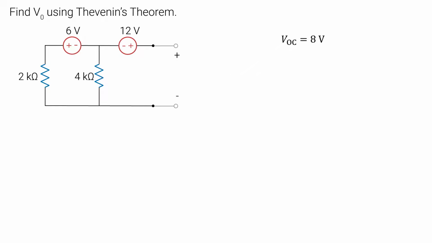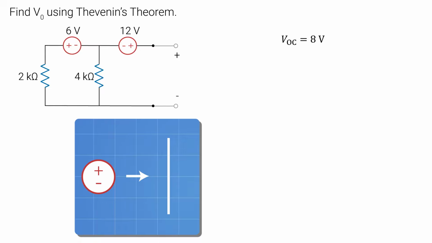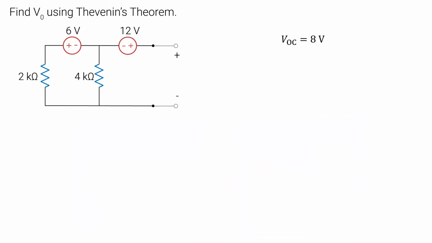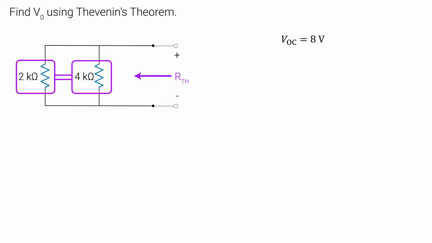When we find RTH, voltage sources turn into short circuits and current sources turn into open circuits. Here we have 2 voltage sources, so we just remove them and have short circuits in place. Now we look inwards from the place where we removed our load. So we're looking to the left on this circuit from where the load was. We see both of these resistors are parallel to each other, so our RTH is 1.33 kiloohms.